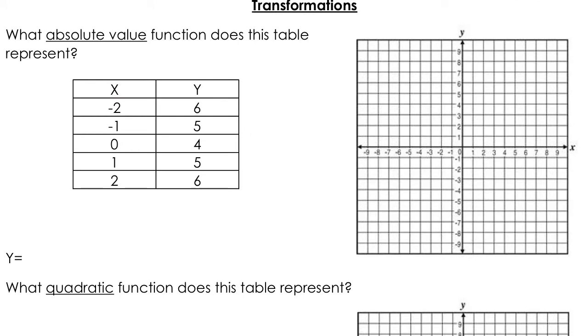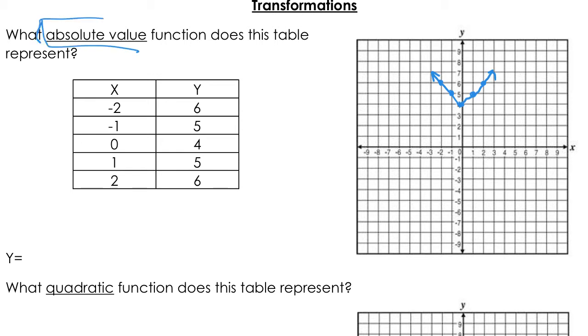Okay, this next one, let's go ahead and graph it. It says -2, +6, -1, +5, 0, +4, 1, +5, and 2, +6. Okay, now that does not look like any of the parent functions, but it does look like an absolute value function. It's going up 1 and right 1, up 1, right 1, up 1, left 1, up 1, left 1. So that's an absolute value function.